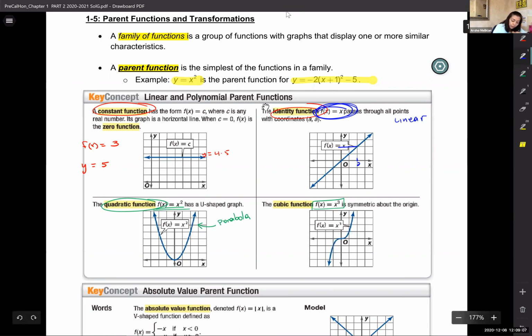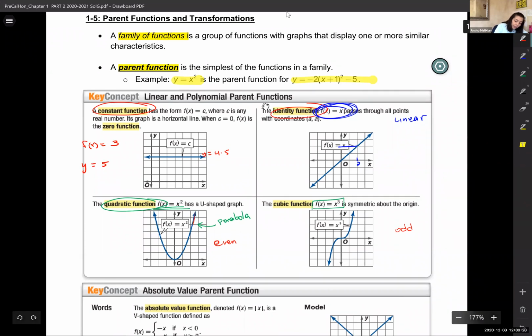So one thing to notice is the x squared. If you only have f of x equals x squared, this is an even function. And then y equals x cubed is an odd function. But all parabolas will have the same end behavior, either both up or both down. And then all cubic functions will have opposite end behavior.